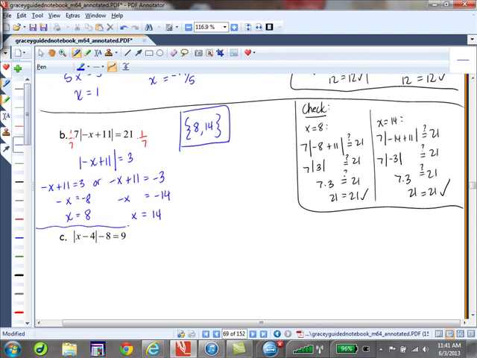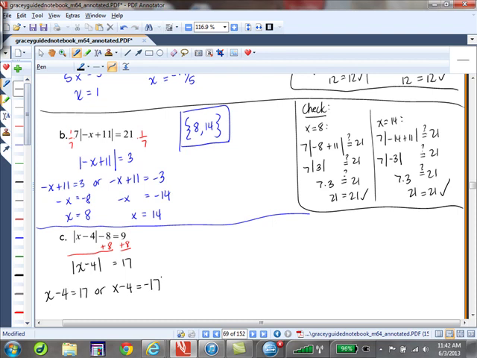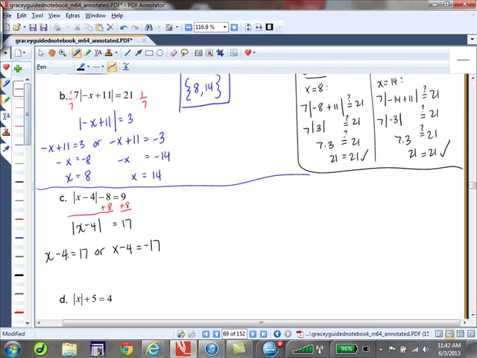So moving right along, we have another situation where our absolute value is not isolated. So we have to first add 8 to both sides, and we will get the absolute value of x minus 4 equals 17. And applying our rule, we get x minus 4 is 17, or x minus 4 is negative 17. So x would be 21, or x would be negative 13.